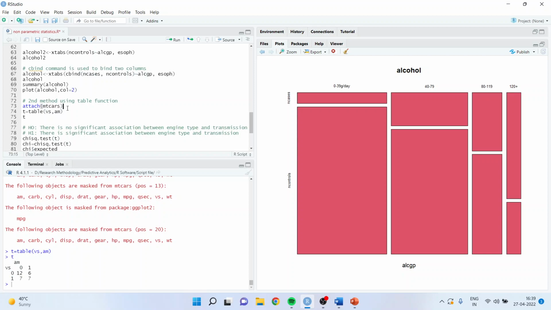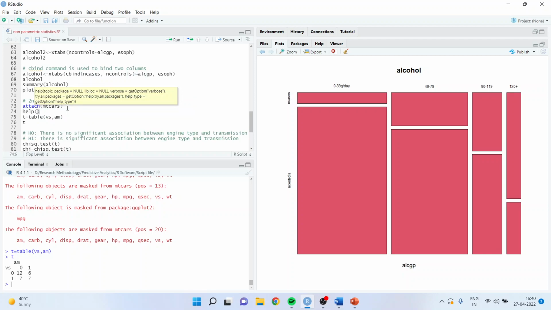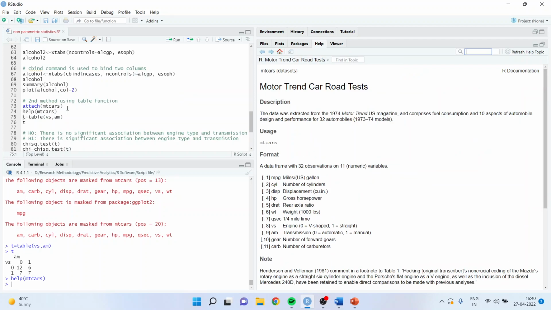Now let us check what is coded as vs in mtcars. I'll get the result on the right hand side. So V-shaped is coded as 0 and 1 is coded as straight. So V-shaped engine and automatic car, there are 12 such cars. Straight engine and manual, there are 7 such cars. So we can generate this tabular form.